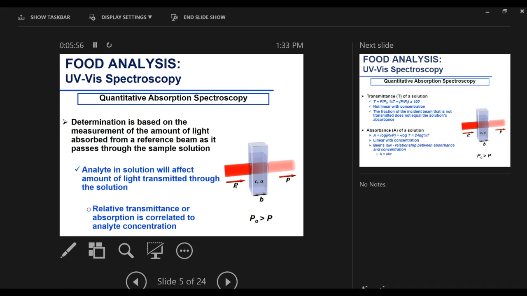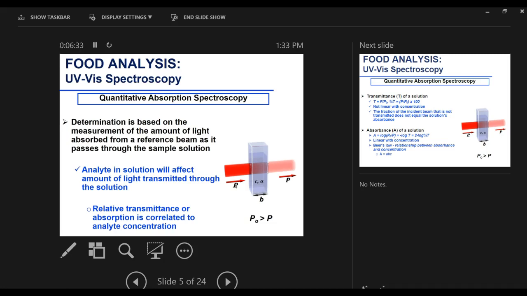Okay. So we're looking to determine concentration. We relate that to the amount of light that is absorbed from a reference beam as it passes through the sample. So now here's your sample. You often have your sample in a cuvette, and you'll be doing that in the lab. So you put your sample in a cuvette, you put it in the path of a beam of light, and then the light is going to travel for a certain distance.